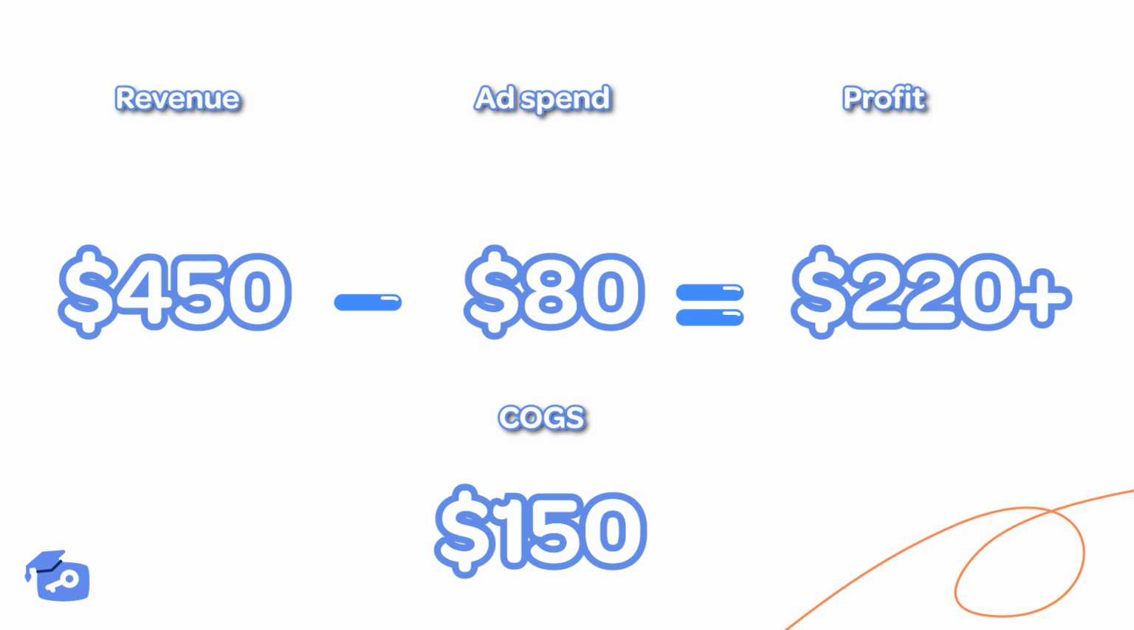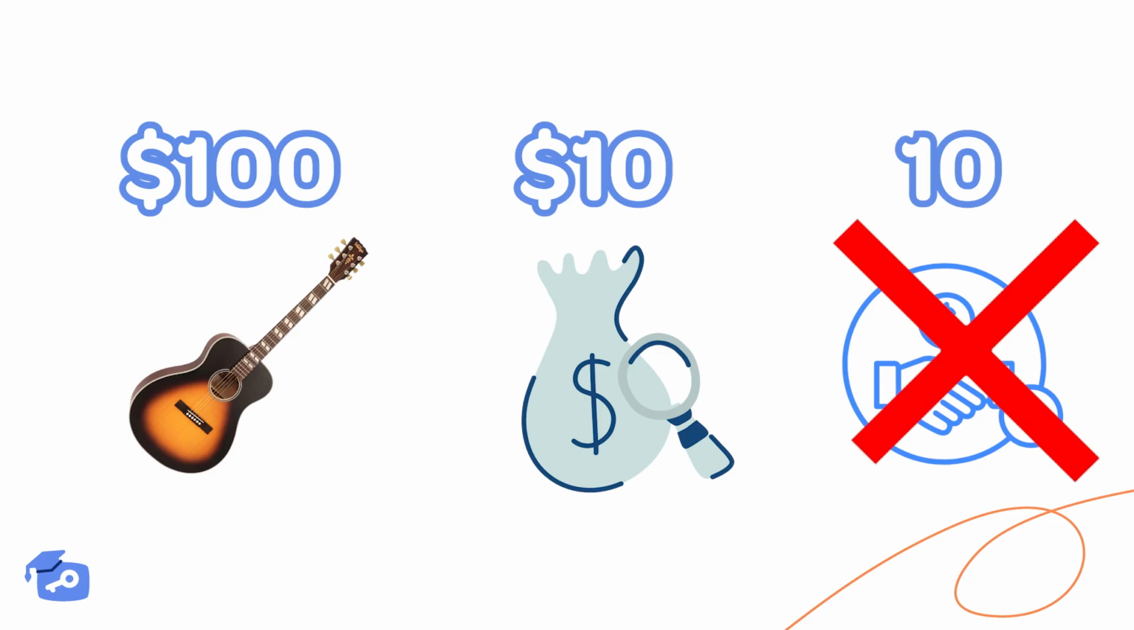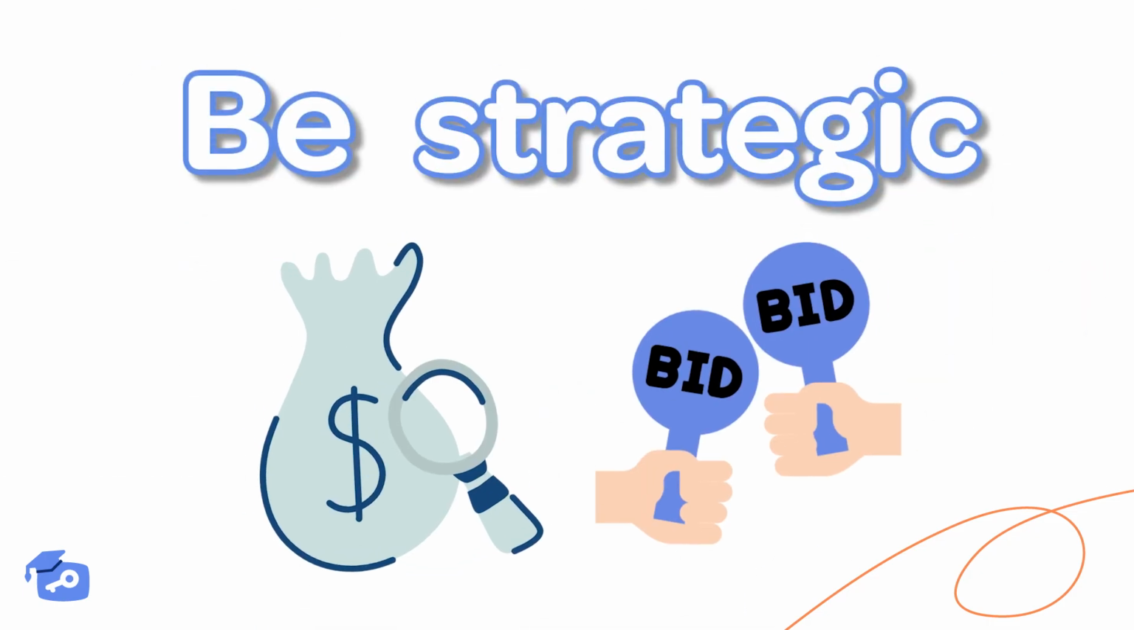Second, set realistic expectations. If your product costs $100, a $10 daily budget won't get you 10 sales a day. It just doesn't work that way. Instead, be strategic with your budget and your bids to get the best results possible.